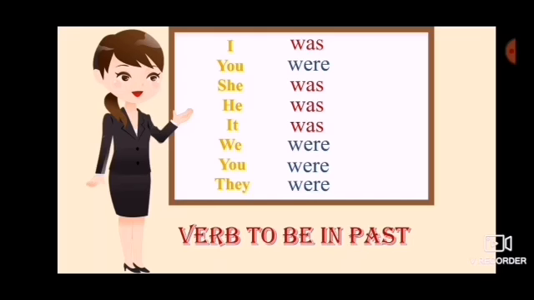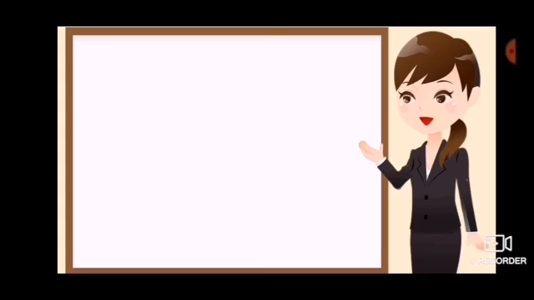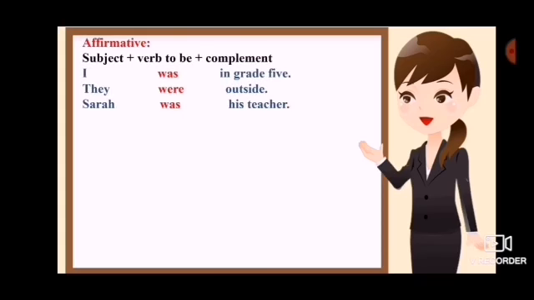And now let's talk about the forms of the verb to be in the past. They're the same as in present. We have three forms: affirmative, negative, and interrogative. But instead of writing am, is, are, we write was and were. So the affirmative form of the verb to be in the past, same as in the simple present: subject plus verb to be plus complement. Example: I was in grade 5. They were outside. Sarah was his teacher.